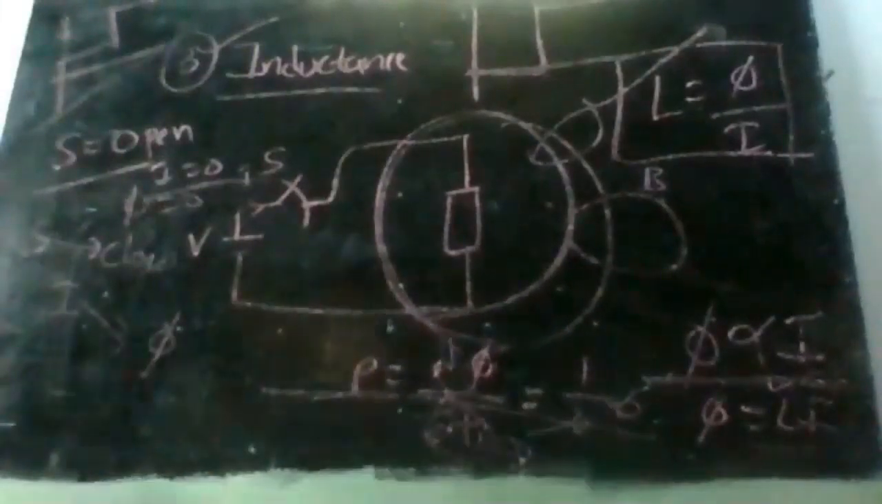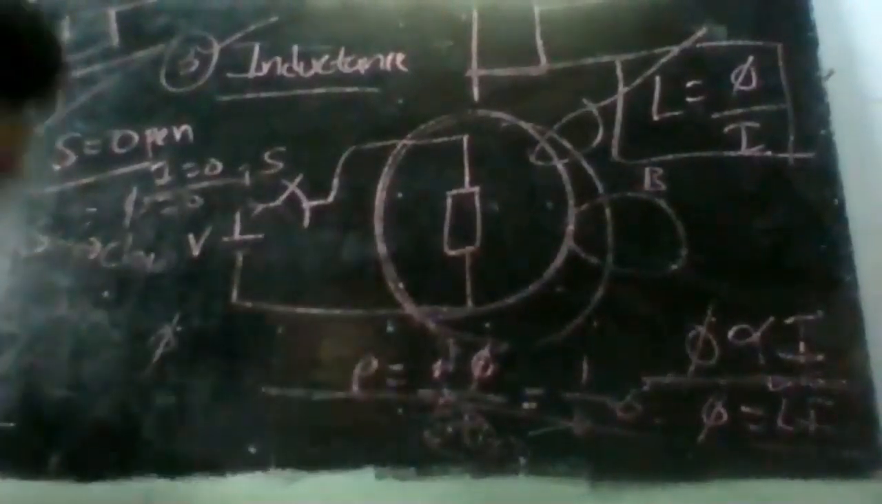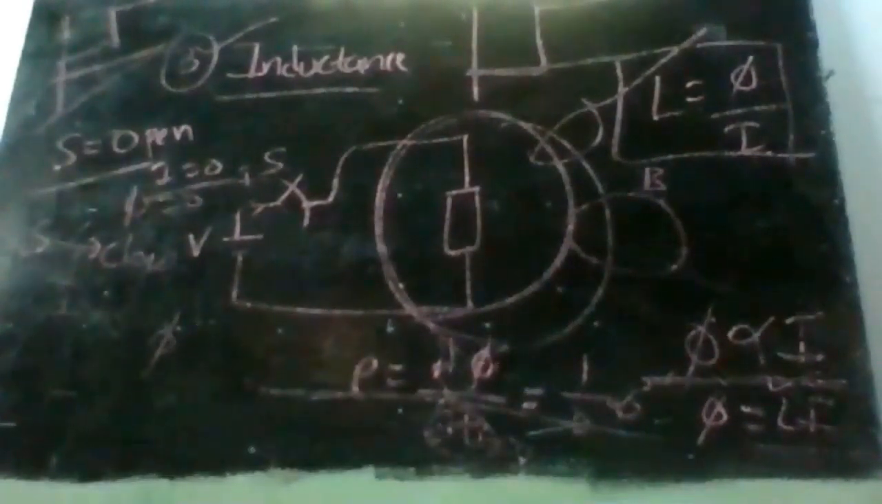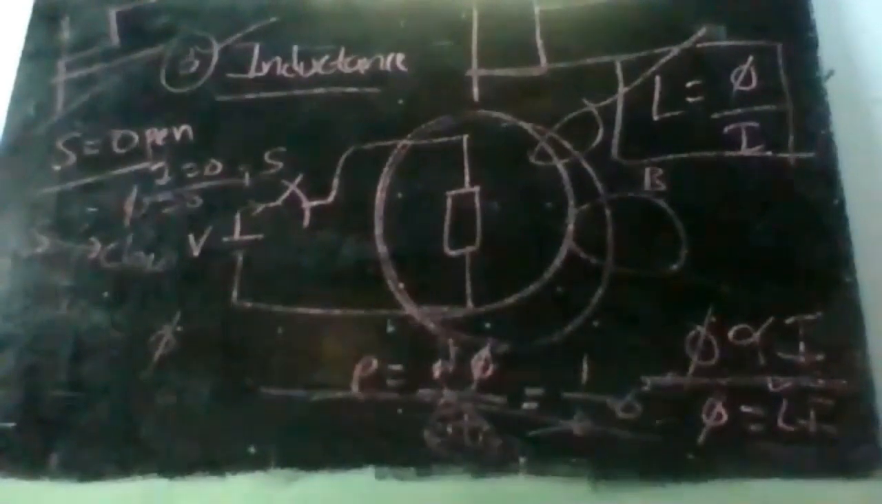So in general, every material cannot be used for production of magnetic field. There are two very special conductors or materials that we use for production of magnetic field. One is the toroid, which we might have seen.